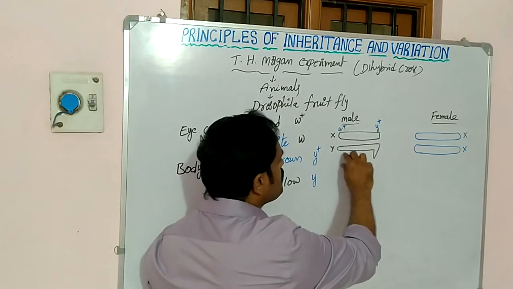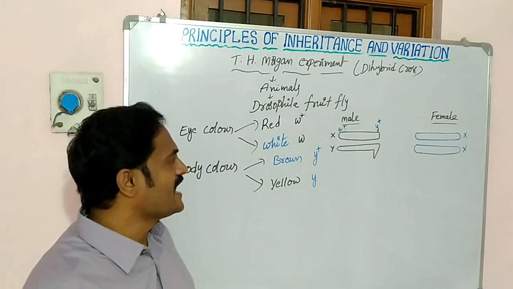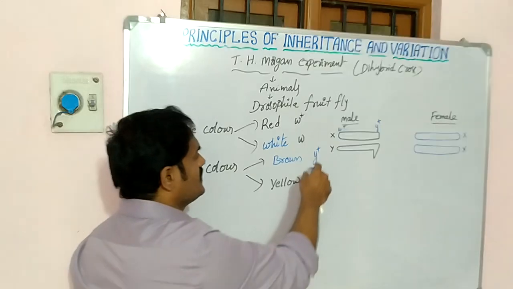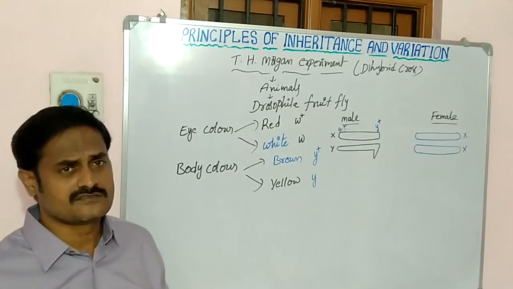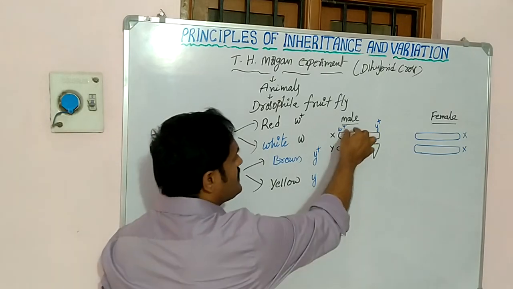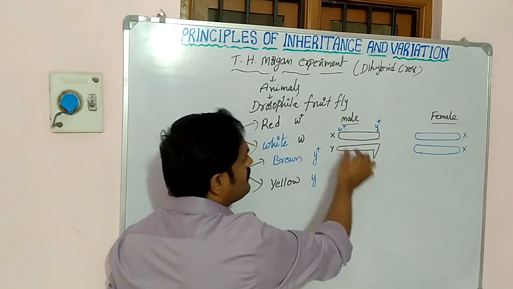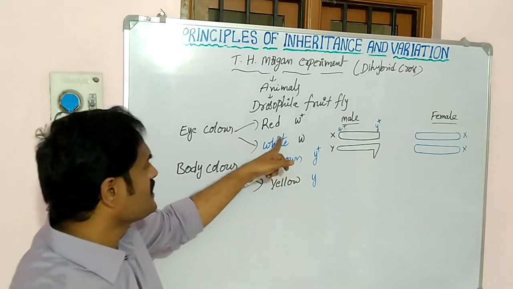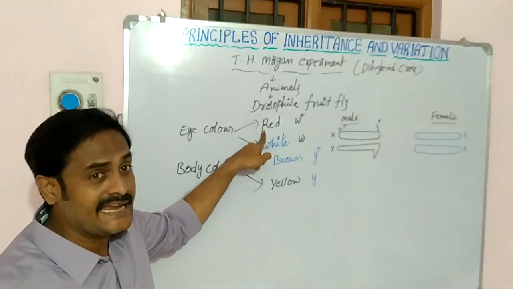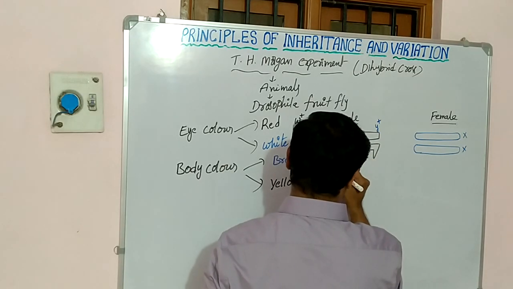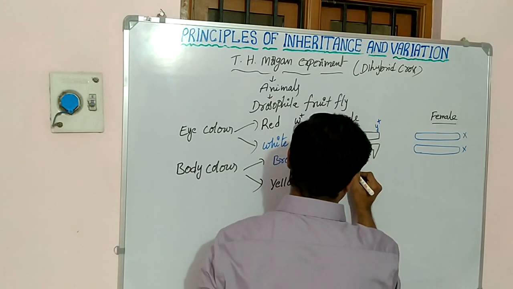So the Y chromosome does not carry any genes, only the X chromosome does. In the male, which kind of organism is here? W plus means what? Red eyed. Remember, here the male has red eyes.